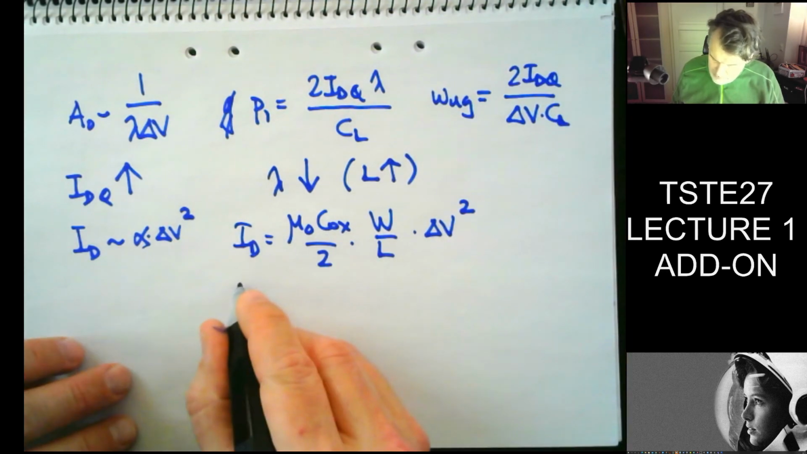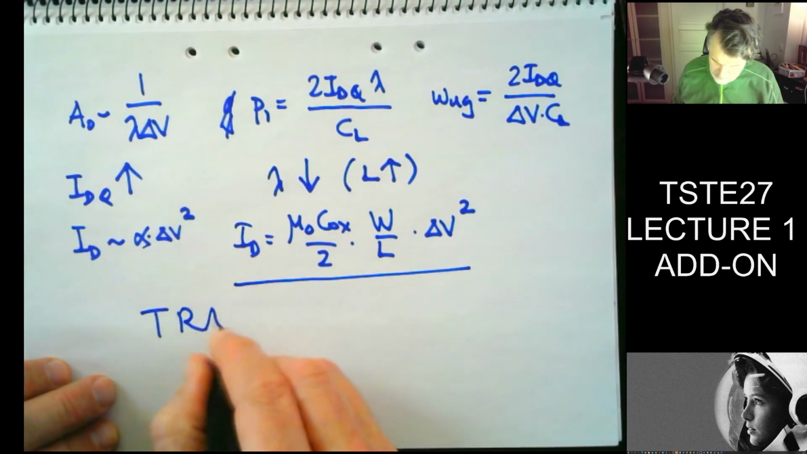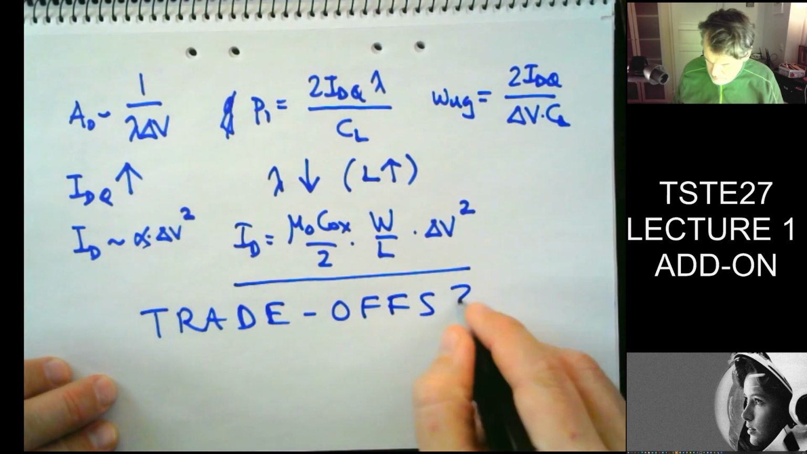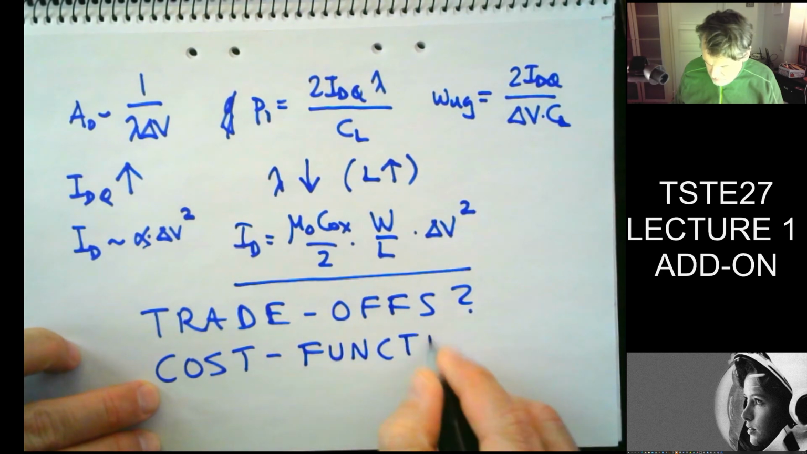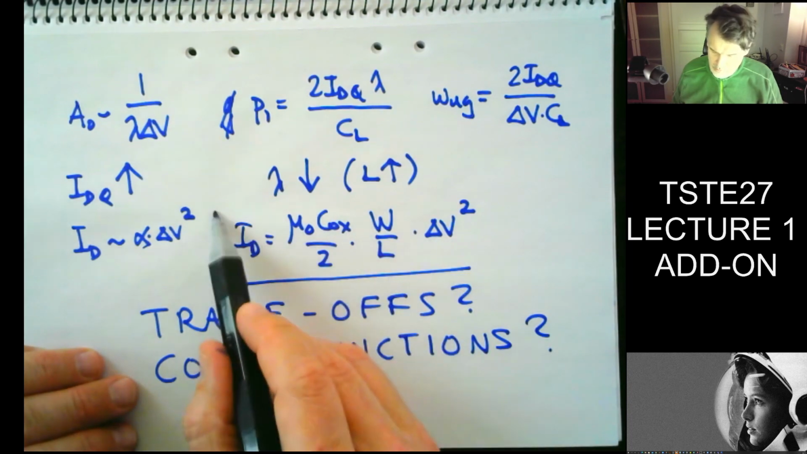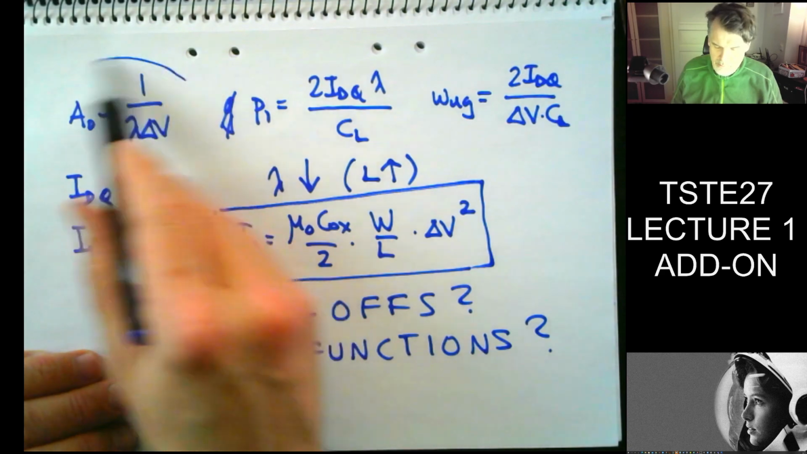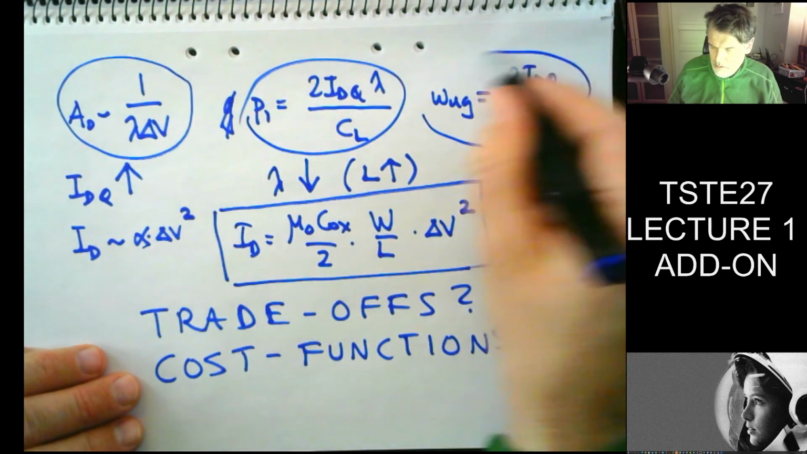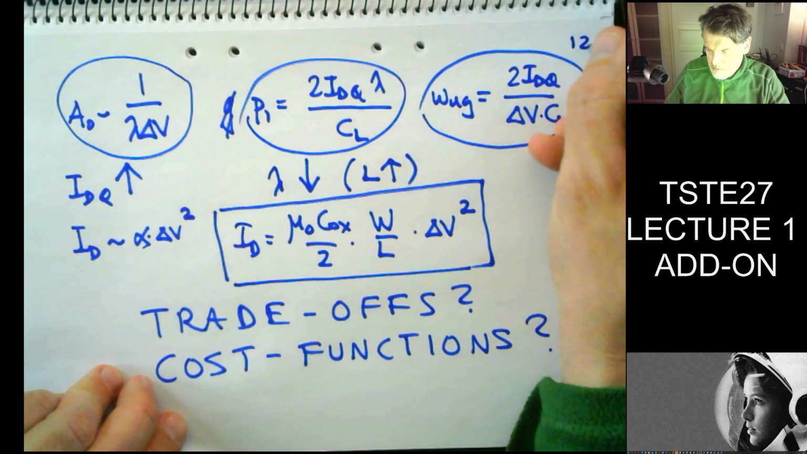So somehow we need to work on this and understand the trade-offs between them, and cost functions. What should we sacrifice in this equation in order to maximize the gain, the bandwidth, or the unity gain frequency? How do they keep up with each other?